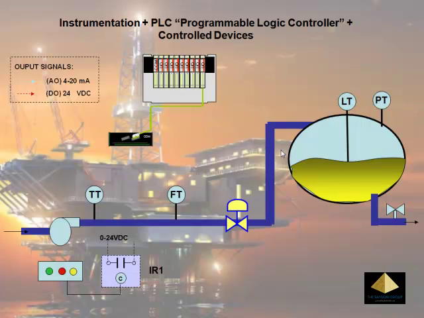The output signals consist of the analog output, which is actually in a 4 to 20 milliamp current configuration, and another type of output is the digital output in 24 volts DC electrical configuration. Now this time around, it's coming from the PLC, and this is actually going to the pump to start and stop the pump. So this is a digital output. It is in red.